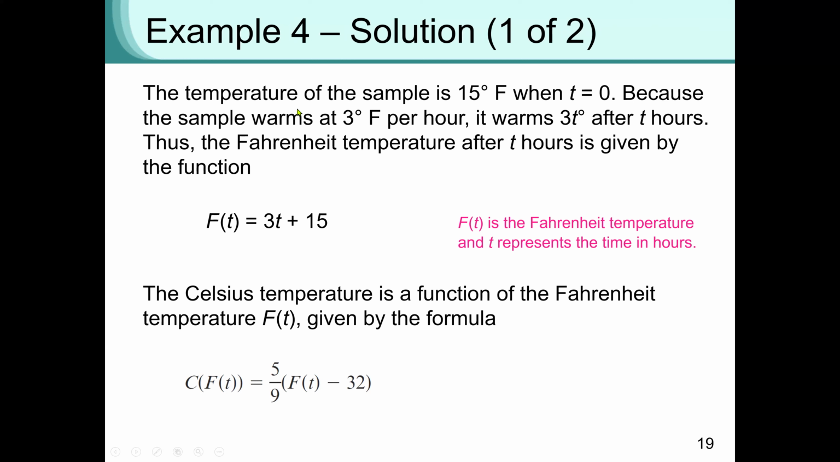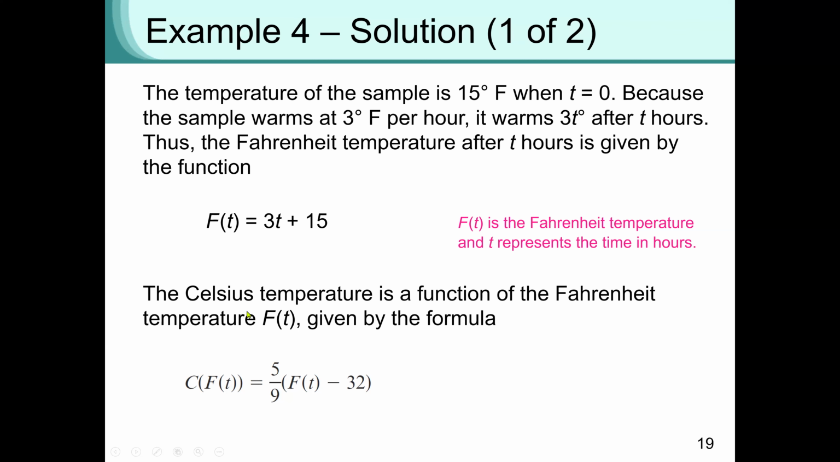So here the temperature of the sample is 15 degrees Fahrenheit when t equals 0. Because the sample warms at 3 degrees F per hour, it will warm 3t degrees after t hours, because t represents the time in hours. Thus, the Fahrenheit temperature after t hours is given by the function F at t equals 3t plus 15, because the plus 15 is the temperature of the sample when we started, t equal to 0. Then it warms up 3 degrees F per hour. T is our hours, so depending on how many hours, it will be 3t. So F at t will give me 3t plus 15.